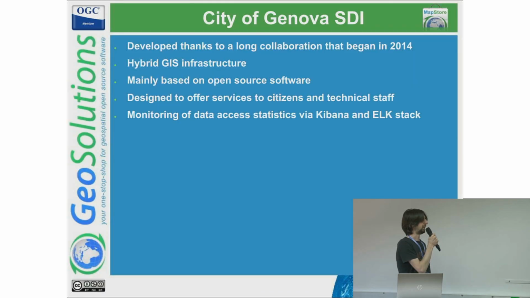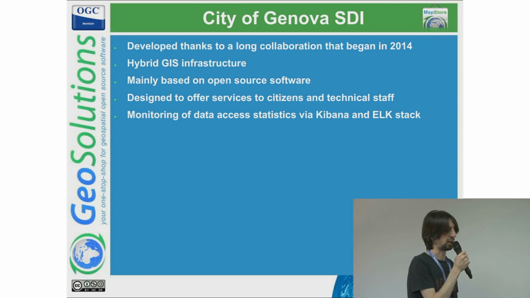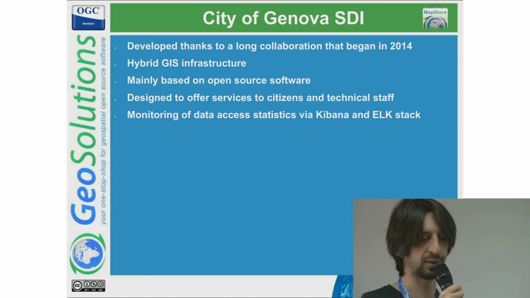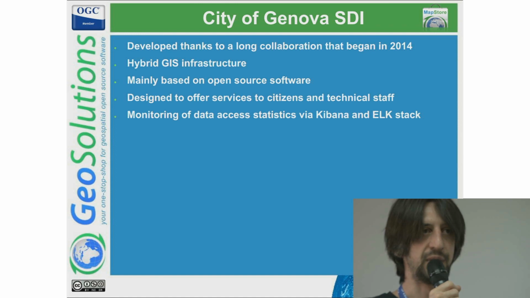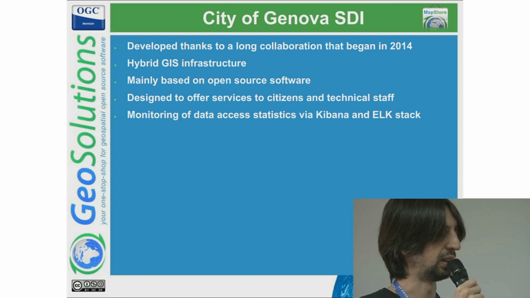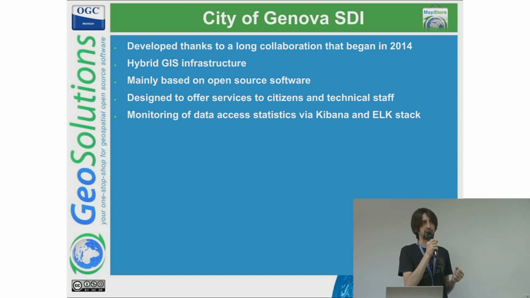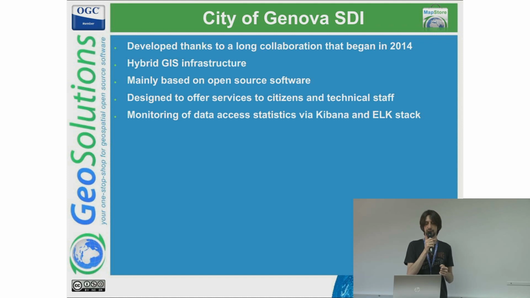So we started to collaborate with the Comune of Genova, the city, from 2014 to create this hybrid GIS infrastructure that was based on open source software. So we designed with them, in continuous design, how the tools are integrated also in the MapStore core to create this new plugin that could help to visualize and analyze data, and also a part to monitor the access of data through Elasticsearch and Kibana.